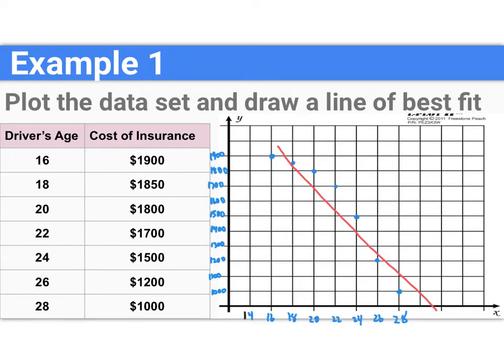This is just an introduction video to get you to understand that not all data fits on a nice line. And so the general trend shows negative correlation. As age goes up, cost of insurance goes down. But you could have seen that on a table of values.